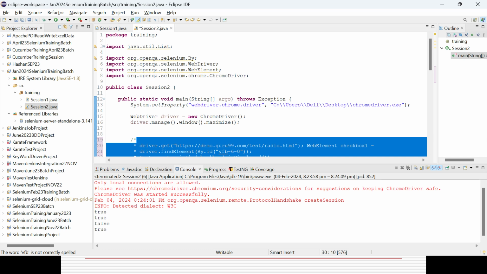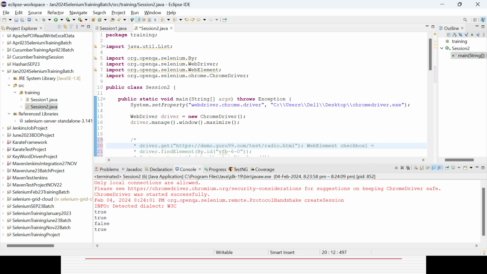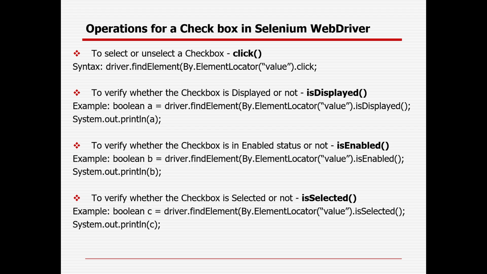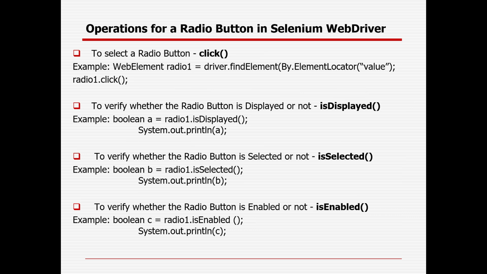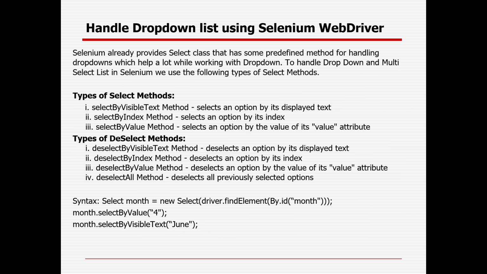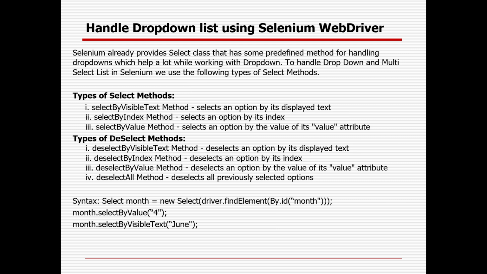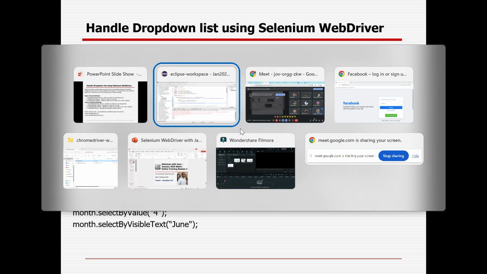Then another important topic I will let you know is how to scroll down or scroll up a page. Then the last two topics are very, very important: how to create our own CSS or XPath. Apart from that, there is another thing available for handling drop down lists.